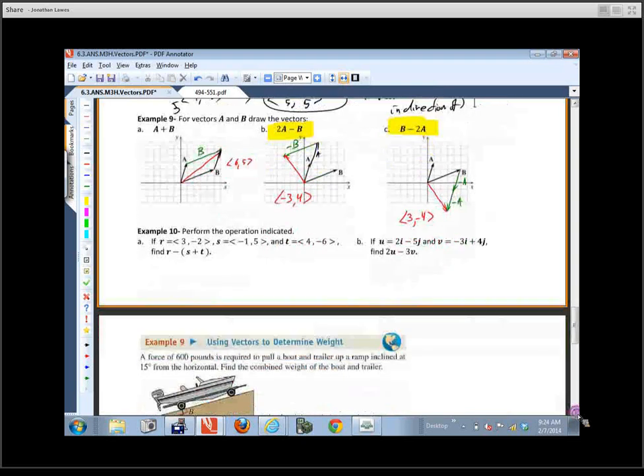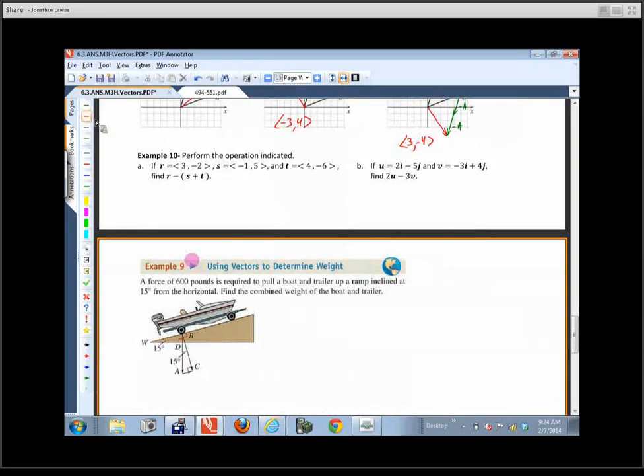Okay, so the cool thing about the next couple of problems is you'll notice that these are written in, so we've got these in component form, and we've got these written in terms of the standard unit vectors i's and j's. So let's just make sure we do these right. This one says take r and subtract s plus t. So if I take r, I'm going to take 3, negative 2, and I'm going to subtract s plus t. So that's going to be negative 1, 5 plus 4, negative 6.